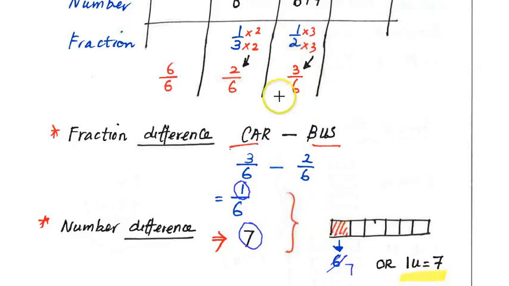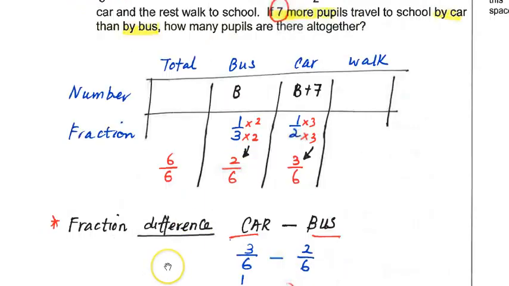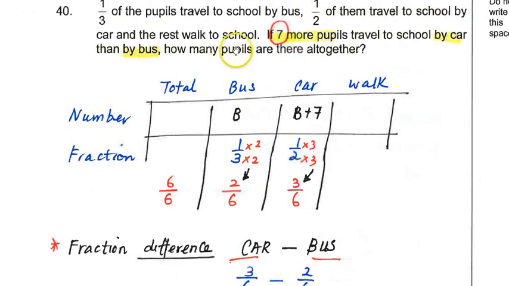Let's take a look here. Now this one, what is the question here? So please remember 1 unit is 7, right? Remember this part. What is the question about? What is the question asking? Now take a look up. How many pupils are there altogether?